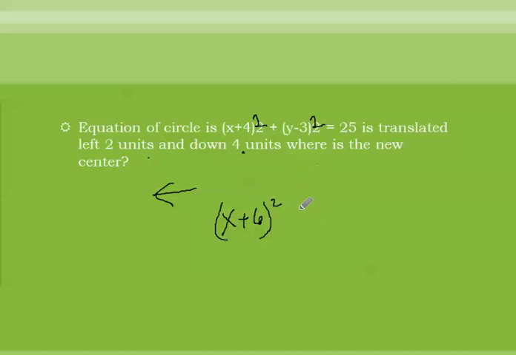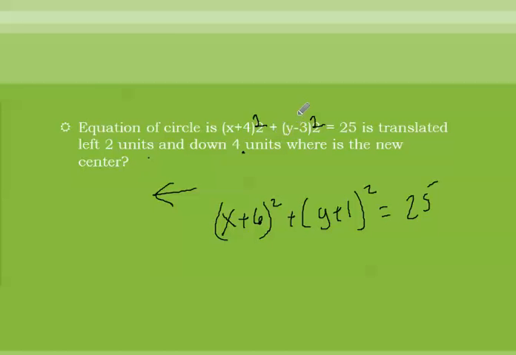That's down this way. So it's going to go from a negative 3 to a positive 1. Y plus 1 squared. And it's going to be equal to 25. Didn't change the radius any. How did I get that?